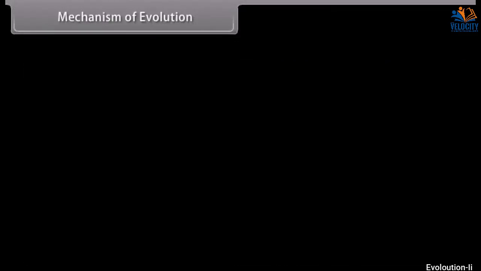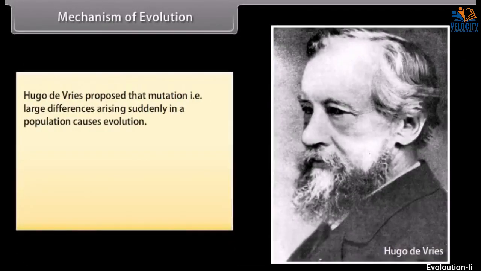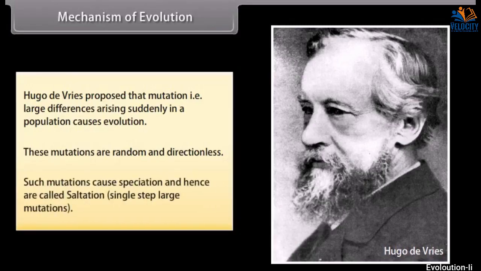Mechanism of evolution. Hugo de Vries proposed the mutation, that is, large differences arising suddenly in a population causes evolution. These mutations are random and directionless. Such mutations cause speciation and hence are called saltation, that is, single-step large mutations.